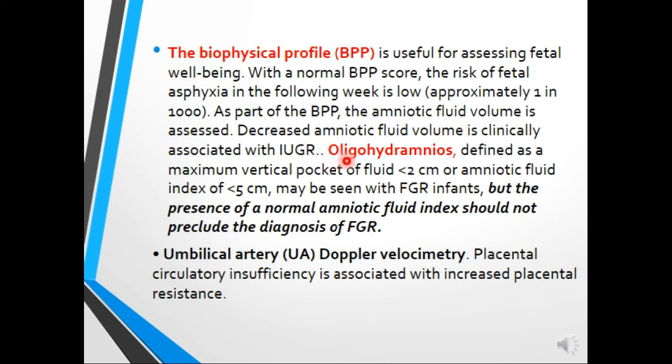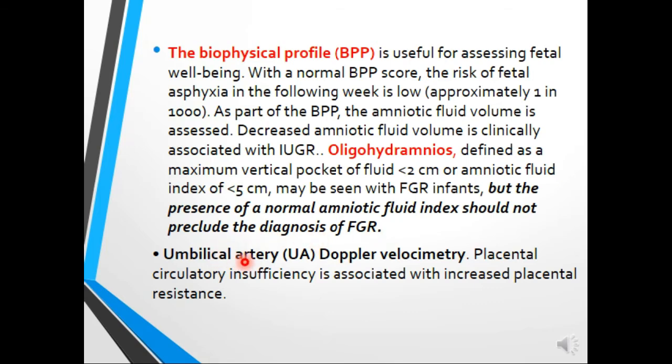Oligohydramnios is defined as a maximum vertical pocket of fluid less than 2 cm or an amniotic fluid index less than 5 cm. It may be seen with FGR infants. Presence of a normal amniotic fluid index should not preclude the diagnosis of FGR. يعني إذا البيشنت FGR or suspicion of FGR and by ultrasound amniotic fluid volume is normal, this does not exclude the diagnosis of FGR.